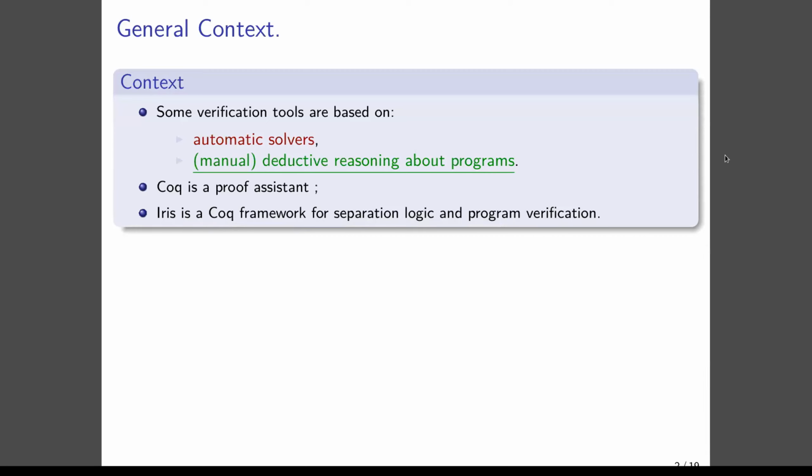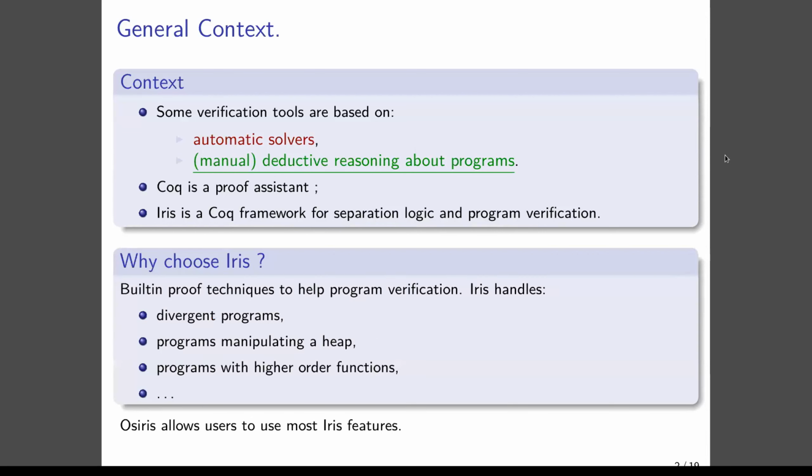In our tool, we use a Coq framework called Iris because it contains a lot of built-in proof techniques to help with program verification, and automatically handles divergent programs, programs manipulating a heap, and so on. We forward these Iris features to Osiris users.